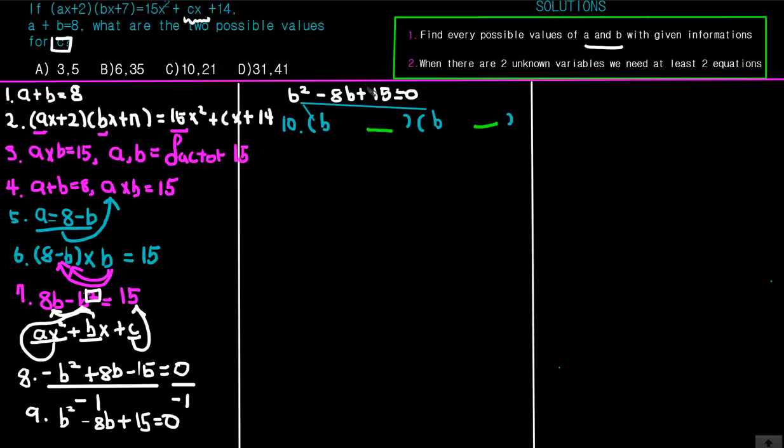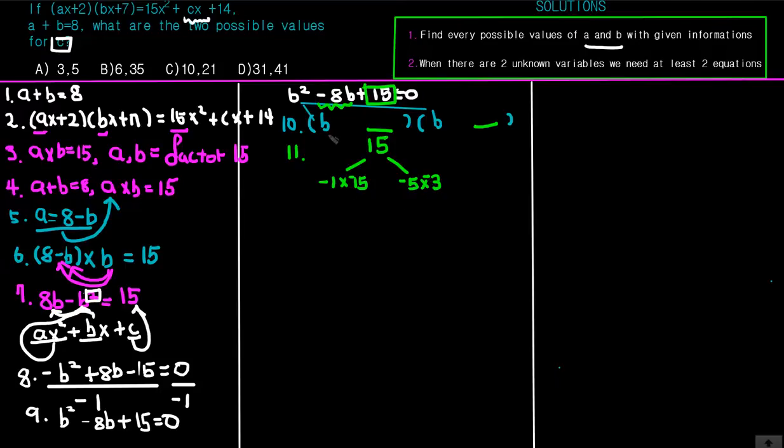If we multiply, we're going to get 15. And if we add, we're going to get -8. So we can think about the factors of 15, which at first is 1 times 15, and second, 5 times 3. And we can think about it in terms of the signs. The sum is negative, which means one of them is negative or both of them are negative. But if we multiply, it should give us positive, which means negative times negative gives us positive.